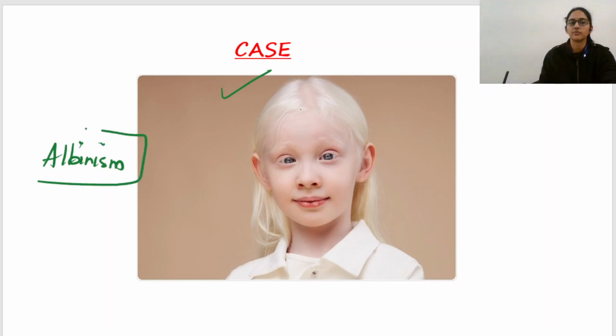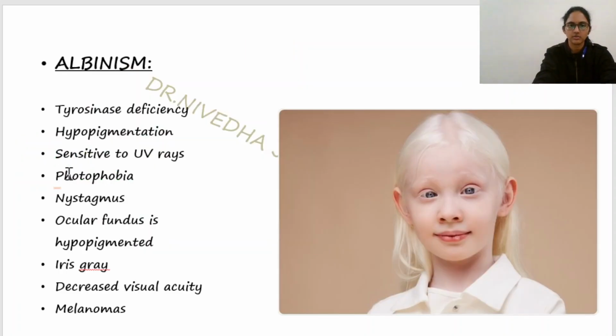So what is the reason for this albinism? What is the deficiency in albinism? The deficiency in albinism is, which is the only enzyme involved in forming the skin pigment melanin? Yes, the only enzyme is tyrosinase. So tyrosinase deficiency is what causes albinism. Tyrosinase deficiency causes albinism. So there is generalized hypopigmentation.